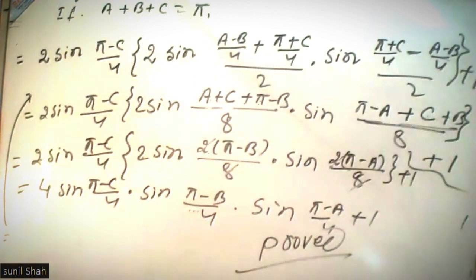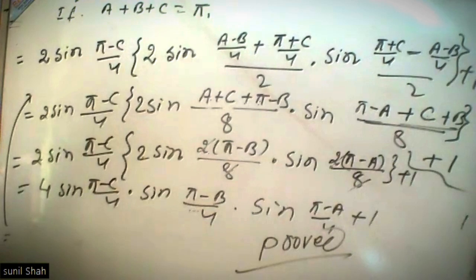Now we have trigonometric ratio of submultiple angle.